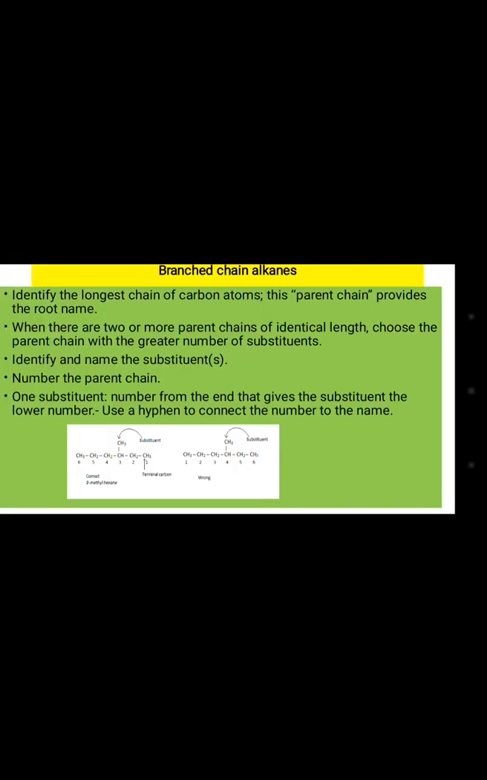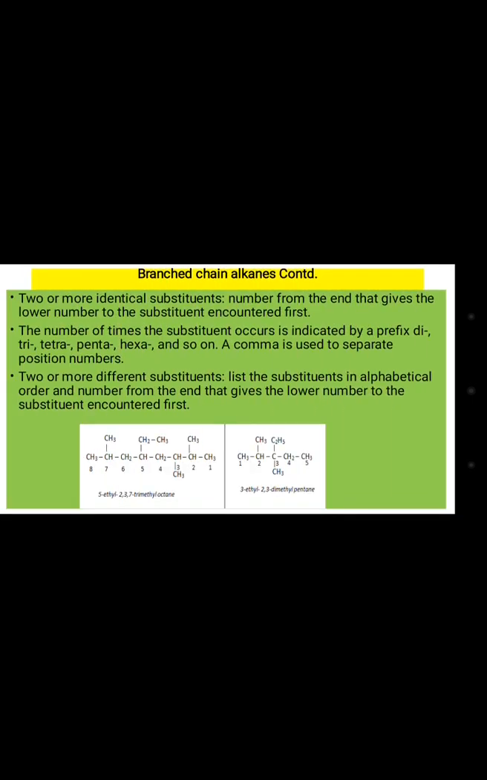Now let's look at other examples. In this case, we are getting more complex branched alkanes. Another rule says, if you have 2 or more identical substituents, number from the end that gives the lower number to the substituent encountered first. In this case, we are having more than one substituent, so you number from the side that gives your first substituent the lowest possible number.